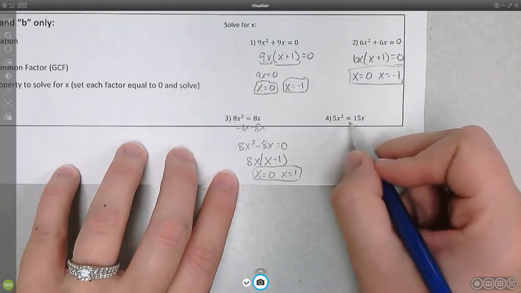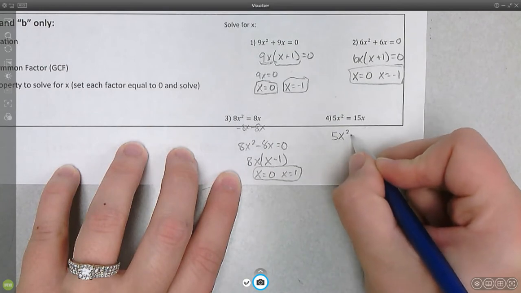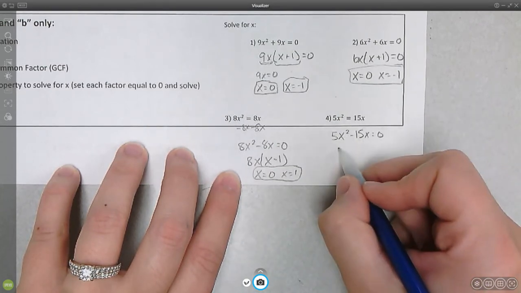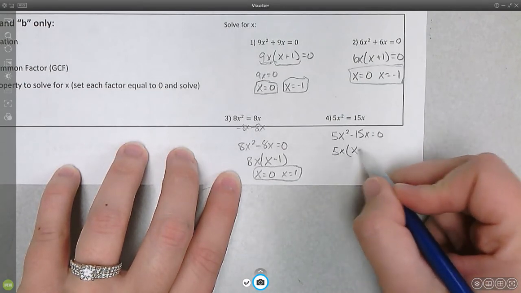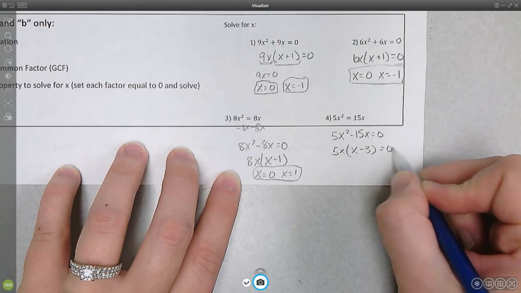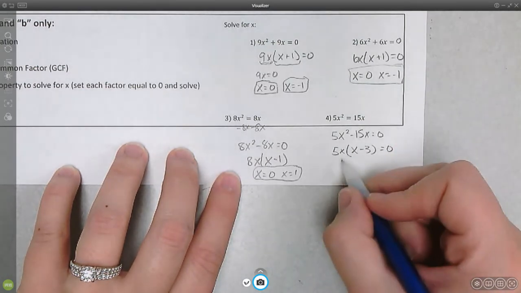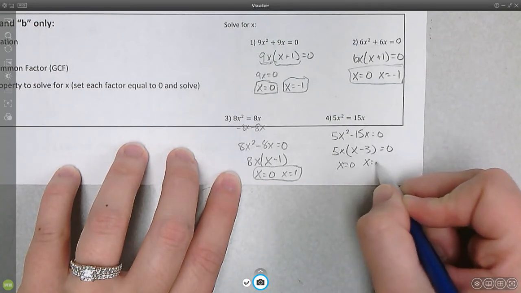And then your last one, if I subtract 15x, so 5x squared minus 15x equals 0. My greatest common factor is 5x. So I can take out x minus 3. So this solution will be x equals 0, and this will be x equals 3.